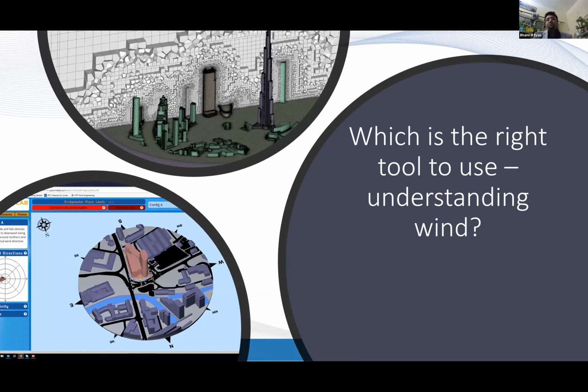This is very important to look at, because the right tool is very important in the design process, and giving you reliable results also becomes key.